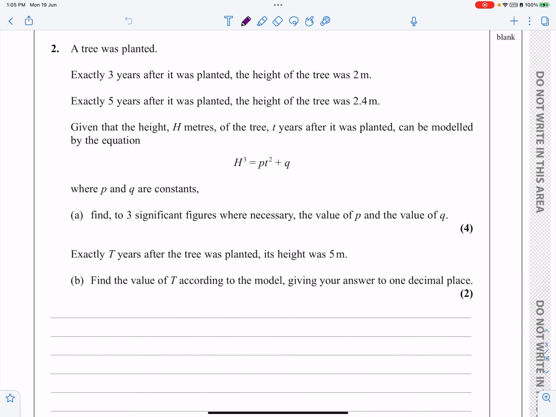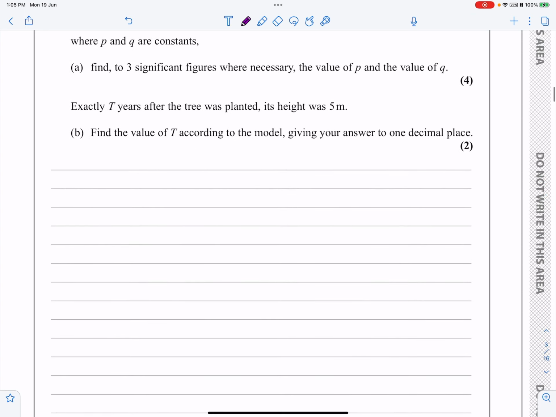It says exactly 3 years after it's planted, the height of a tree is 2. Exactly 5 years after it's planted, the height of the tree is 2.4. And then it gives us this connection between height h and t years, and says, can we find the values of P and Q? Yeah, absolutely we can.